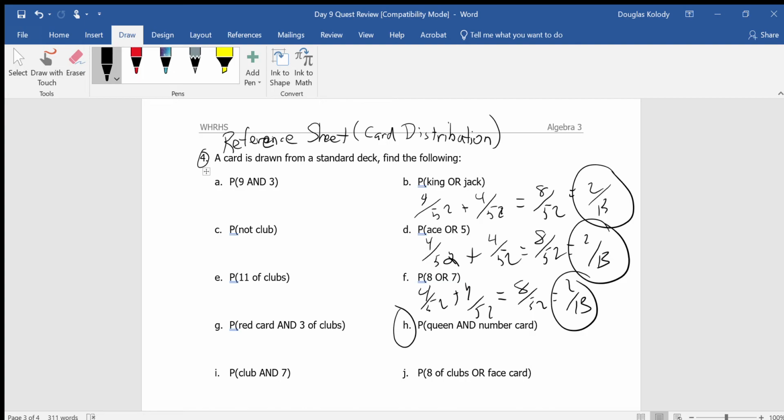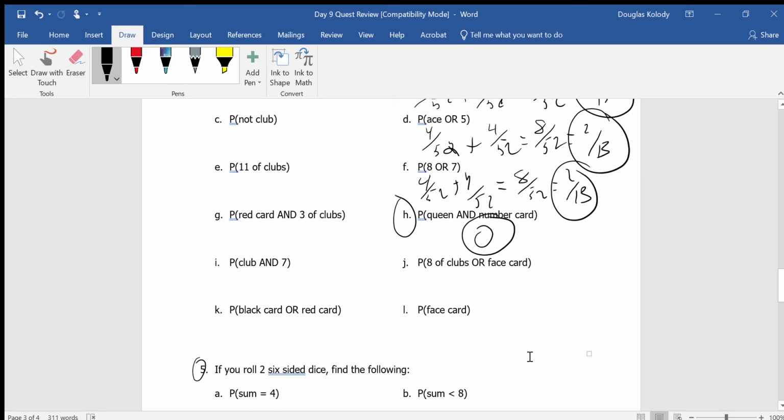A queen and a number card. Here's the thing. The queen is a face card. Number cards are, well, number cards. Can't be both, so that probability there is 0. Not fooling me. Then last but not least in this section, a face card. Well, let's see here. I'm sorry. 2 more. I'm sorry. Not last but not least.